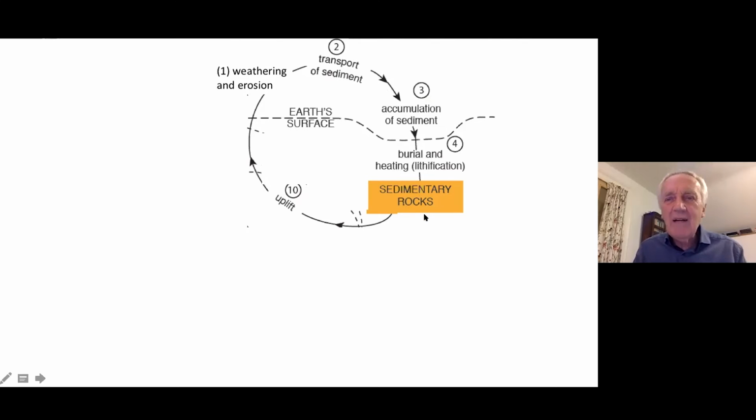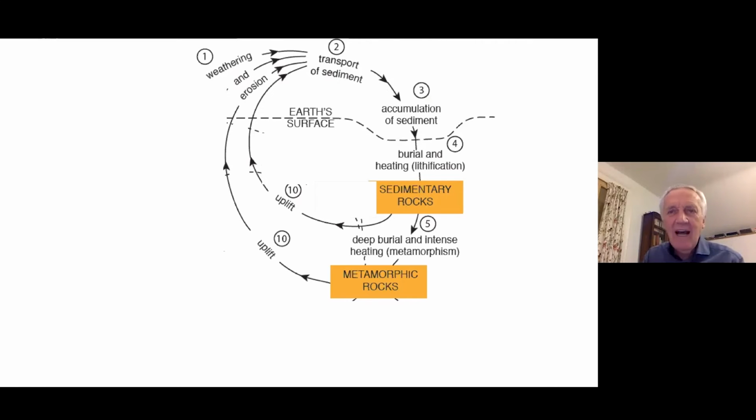Well, now that we know about metamorphic rocks, we can extend this loop to add another circuit where sedimentary rocks get deeply buried and intensely heated, mostly in mountain root zones, to make metamorphic rocks. And those metamorphic rocks can be uplifted, brought back to the surface where they can be weathered and eroded and rejoin the cycle.